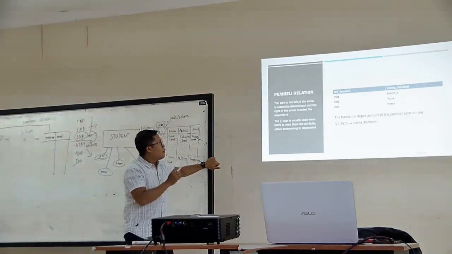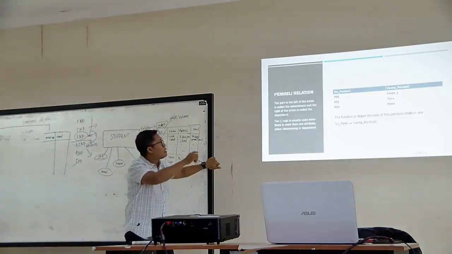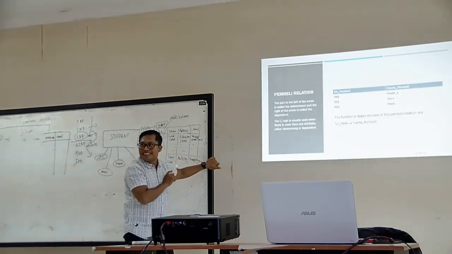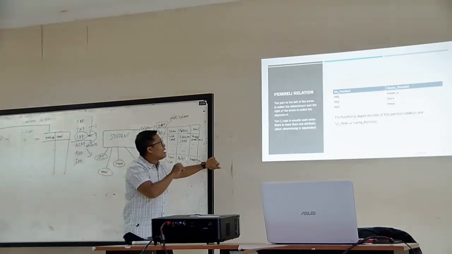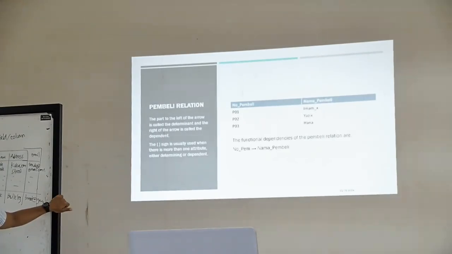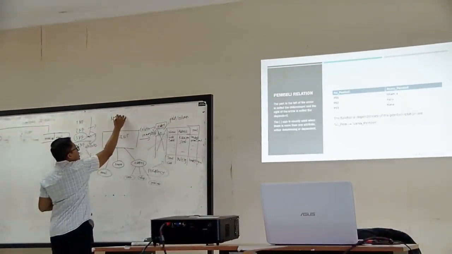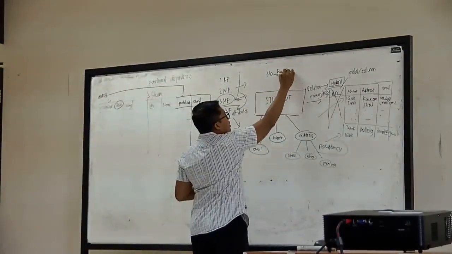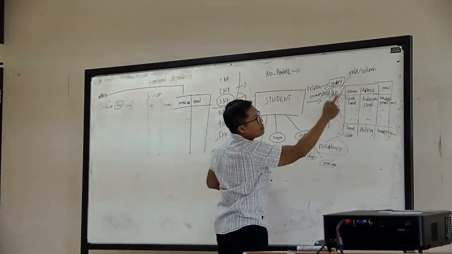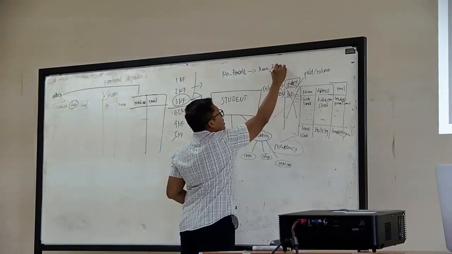For example, if we have nomor pembeli P01, it will determine Imam X. It will be the same with the identification number. Here, the identification number maybe 00001 determines Hano. Okay, we can write that like this. Nomor pembeli determines nama pembeli.